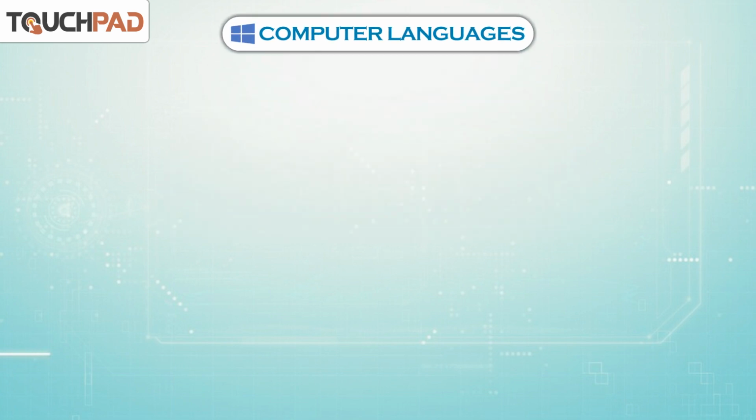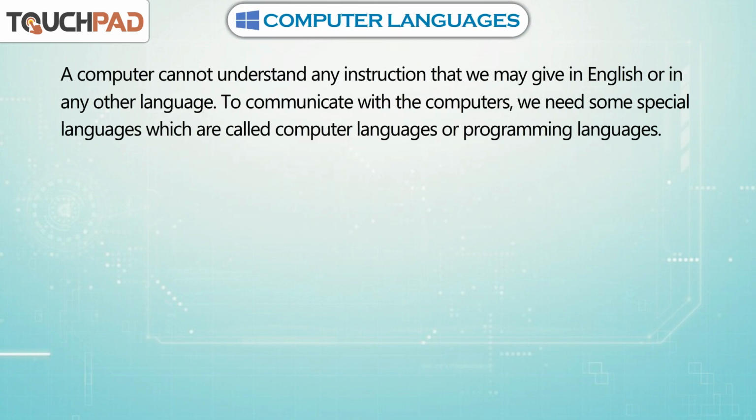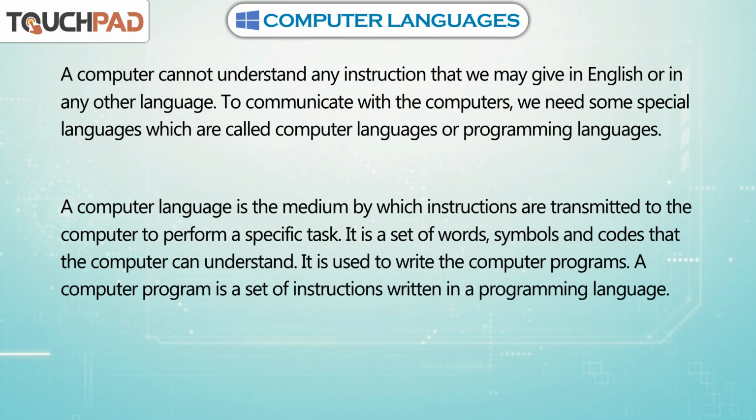Computer languages. A computer cannot understand any instruction that we may give in English or in any other language. To communicate with the computers, we need some special languages which are called computer languages or programming languages. A computer language is the medium by which instructions are transmitted to the computer to perform a specific task. It is a set of words, symbols, and codes that the computer can understand.